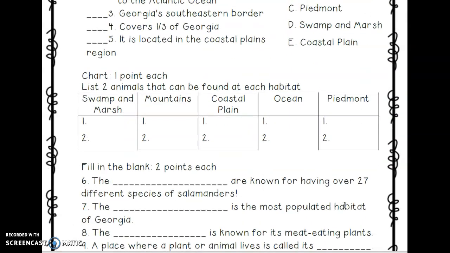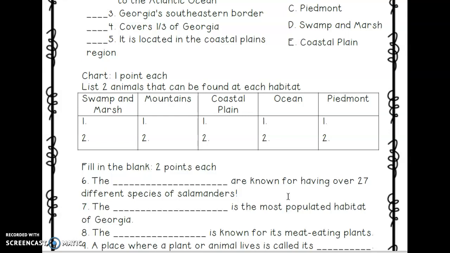Okay, let's take a look at a couple of questions in regards to the Georgia habitats. Number 6, the blank are known for having over 27 different species of salamanders. Which habitat might that be? Think of where salamanders live. Is it coastal plains? Would it be mountains? Would it be ocean or Piedmont? If you said mountains, you're correct. The mountains are known for having over 27 different species of salamanders.